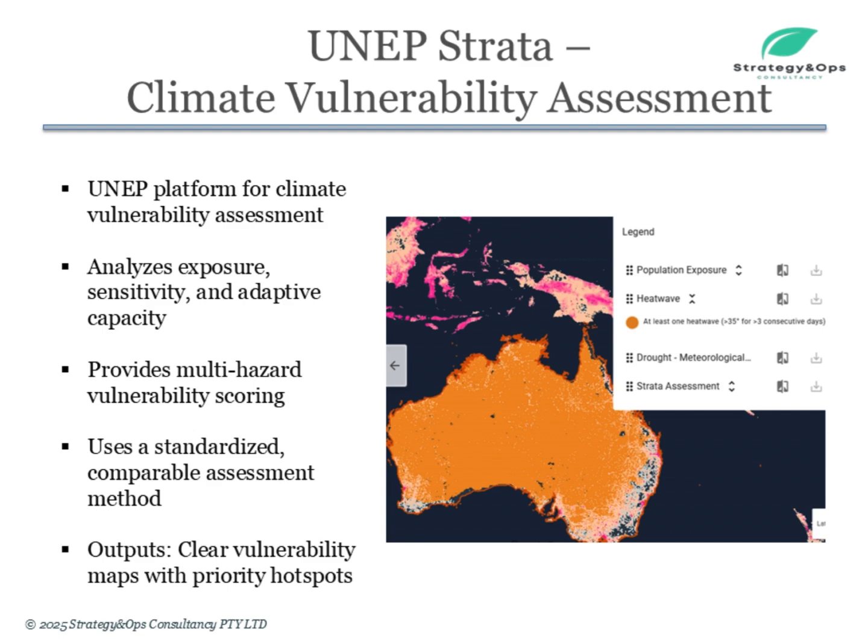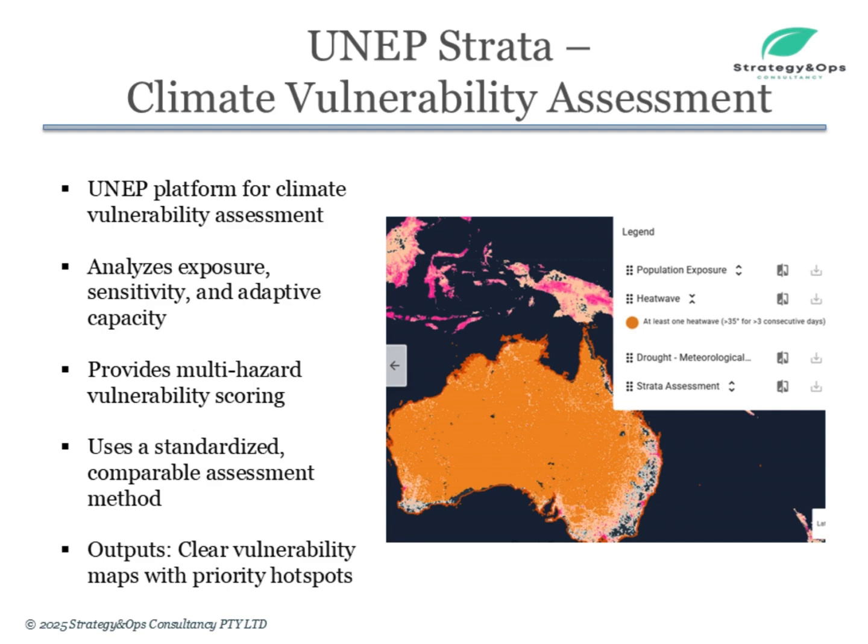Second is sensitivity, how easily people, ecosystems, and systems are affected. This includes demographics, land use, and ecosystem conditions. Third is adaptive capacity, the ability to cope or adjust. Strata uses indicators related to governance, economic resources, and social support systems. Strata combines these into vulnerability scores. High exposure, high sensitivity, and low adaptive capacity result in high vulnerability. The platform calculates these scores from the national level down to subnational regions.